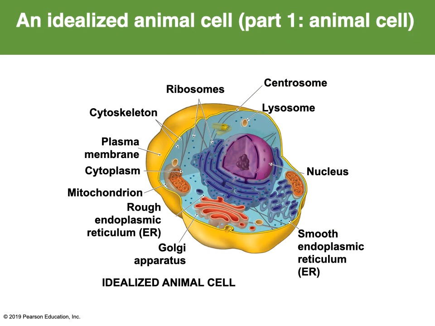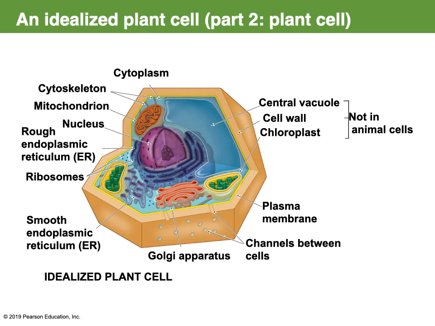Again, here's our generic animal cell. And for some reason, they didn't bracket it off. But again, in the upper right-hand side, lysosome and centrosome are two features that you see in animal cells, but not in plant cells. Okay, here they conveniently bracket what is not found in animal cells. Pretty much everything else is shared.